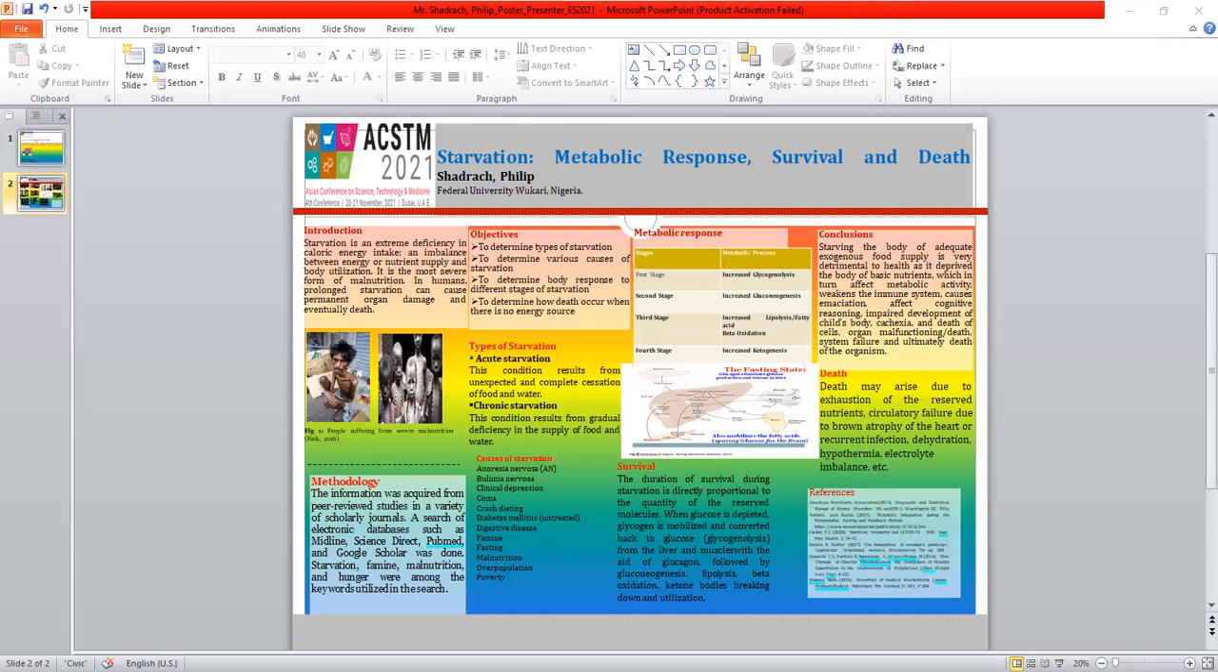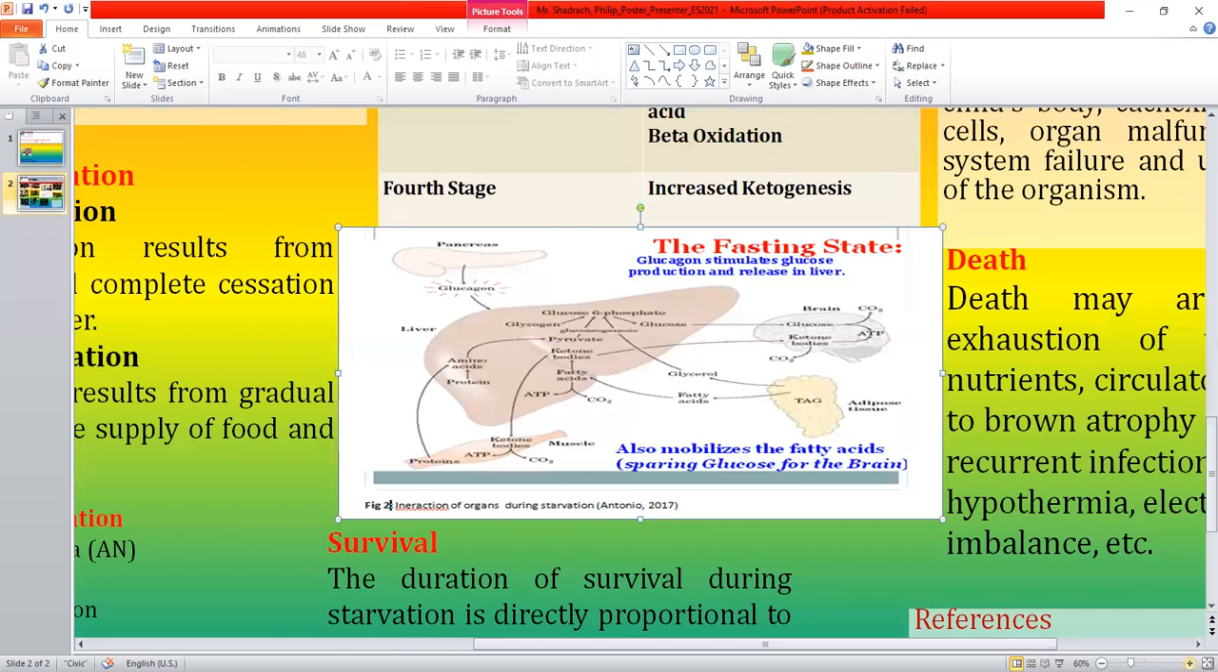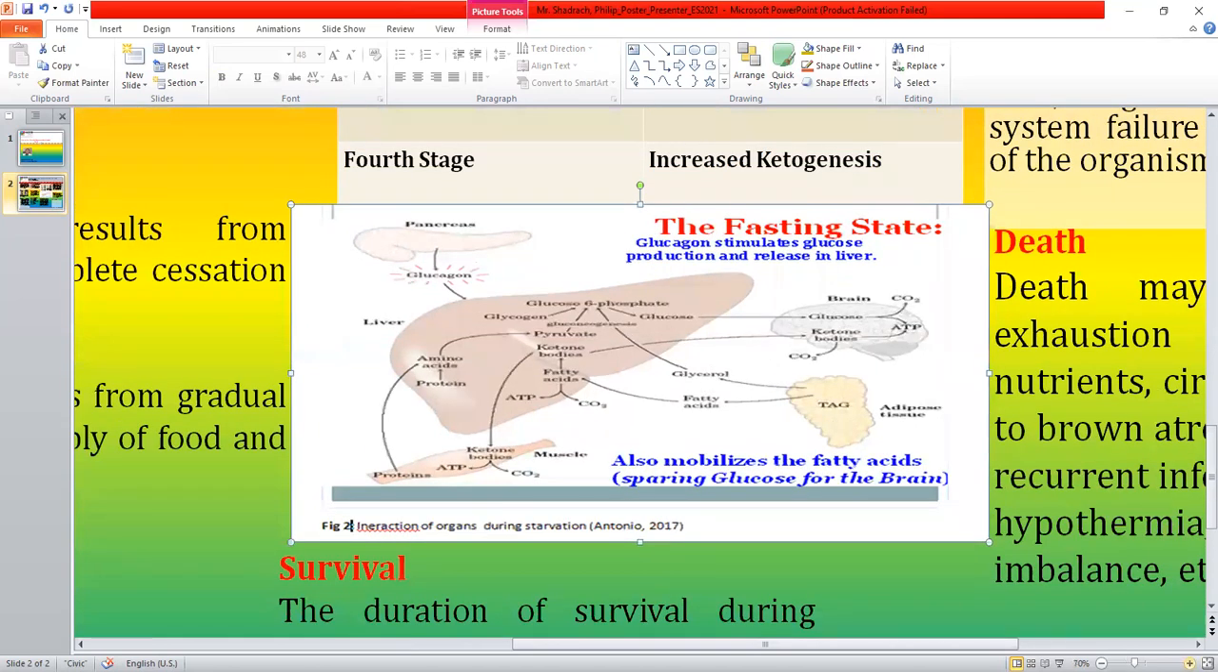Stage one, there is increased glycogenolysis. Stage two, there is increased gluconeogenesis. Stage three, there is increased lipolysis and fatty acid beta oxidation. Stage four, there is increased ketogenesis. This picture here will be used to explain the various stages.